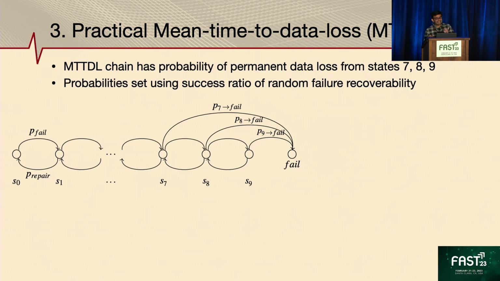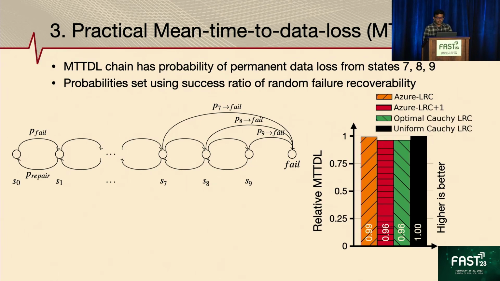But for 7, 8, and 9, now you have a probability of going to permanent data loss based on whether that stripe can be recovered or not. And these probabilities we assign based on our Monte Carlo experiment of random erasure tolerance for the different schemes that we observed. And here, higher is better. We see that the other LRC constructions have relatively lower mean time to data loss compared to the Uniform Cauchy LRCs.